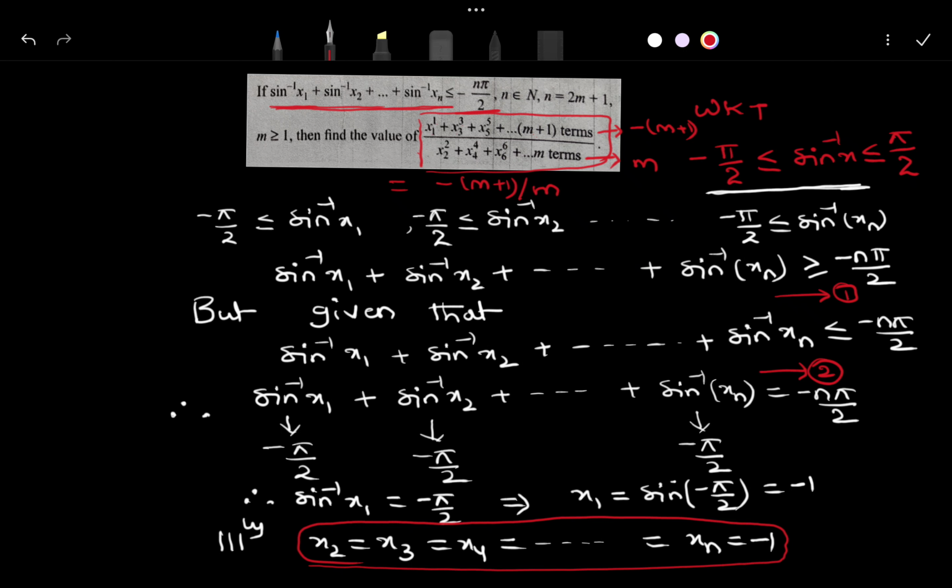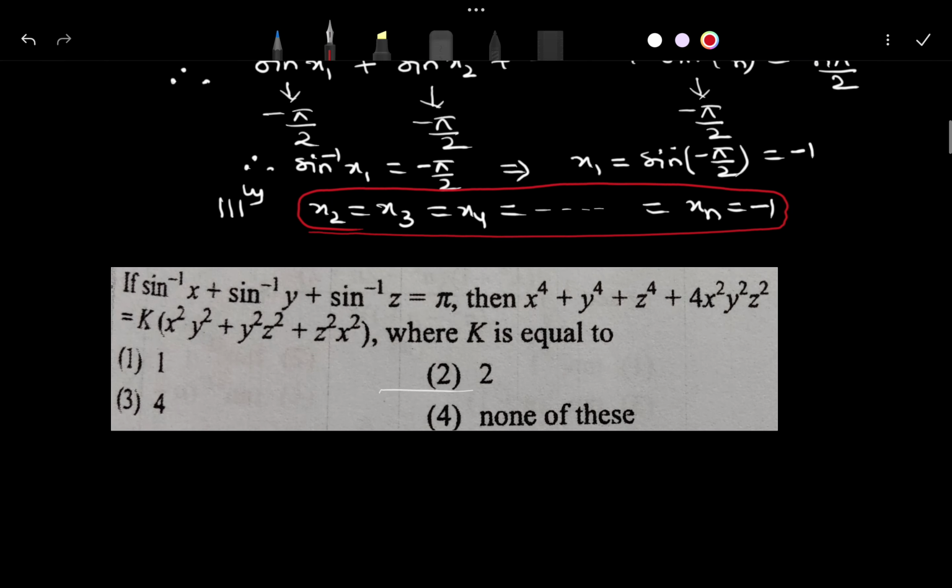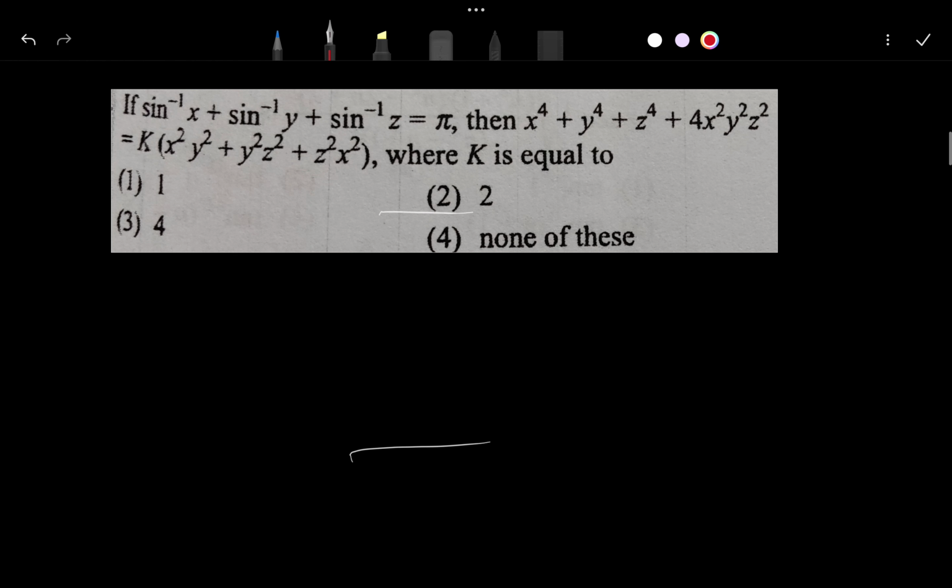I hope that everyone is clear on this problem. Same model, one more question we will discuss. That will be this one. All of you see this one. Here also you can use the same model.